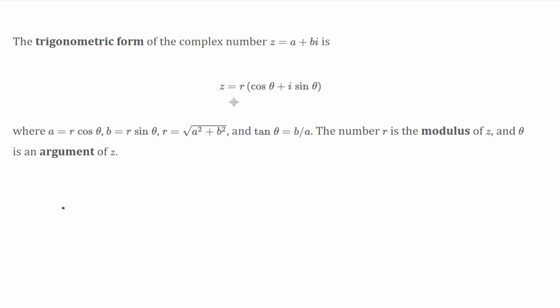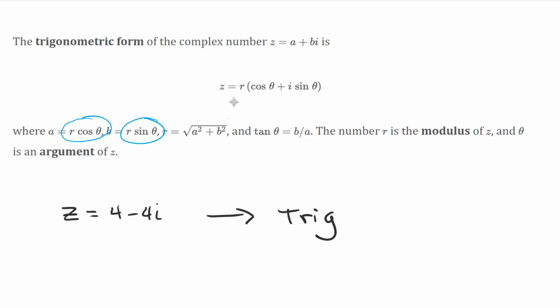So let's take this and make z is equal to, let's call it 4 minus 4i. And we're going to want to convert this. We want to make it look like trig, put in that trigonometric form. Which means we're going to need to solve for some stuff. We're going to need to do a little of this, a little bit of this, a little bit of this. I don't know. You know what I mean?